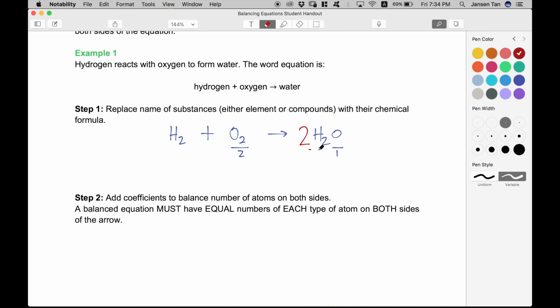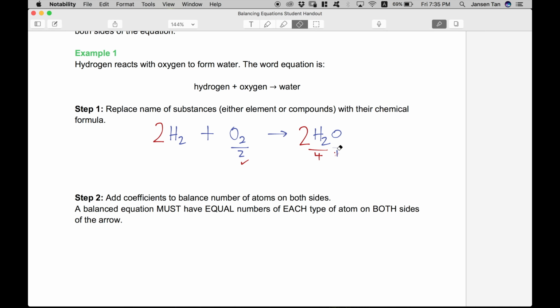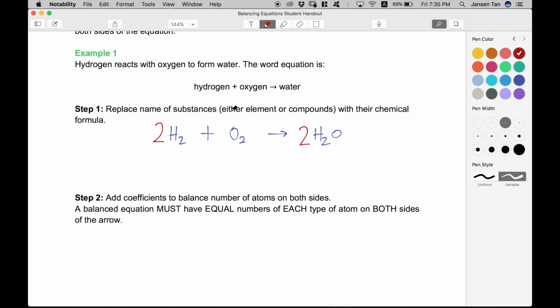So right now I have a total of 4 hydrogen and 2 oxygen on the right side. Oxygen is balanced. Now look at hydrogen. I have 2 on the left and 4 on the right. So in order to make this 4, I times 2 here. Okay, so let's erase all this. We can now see why this is balanced.